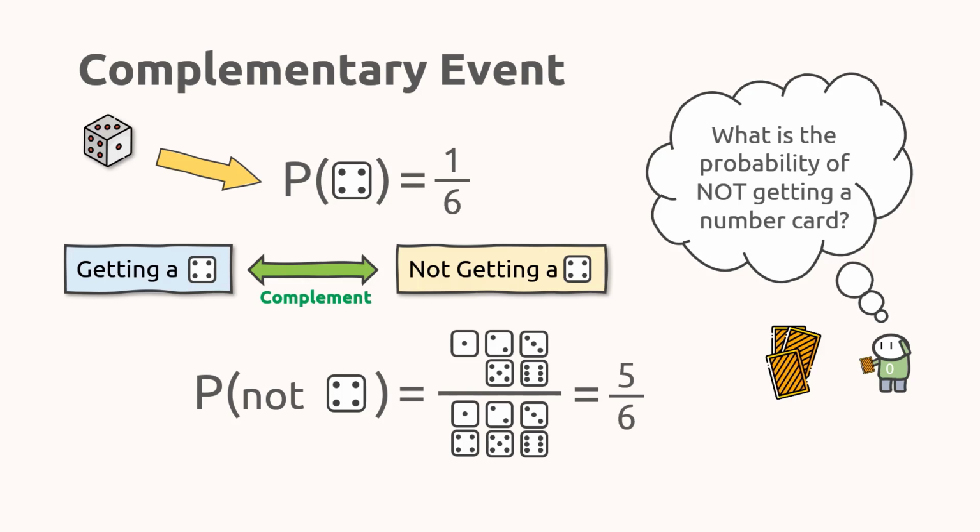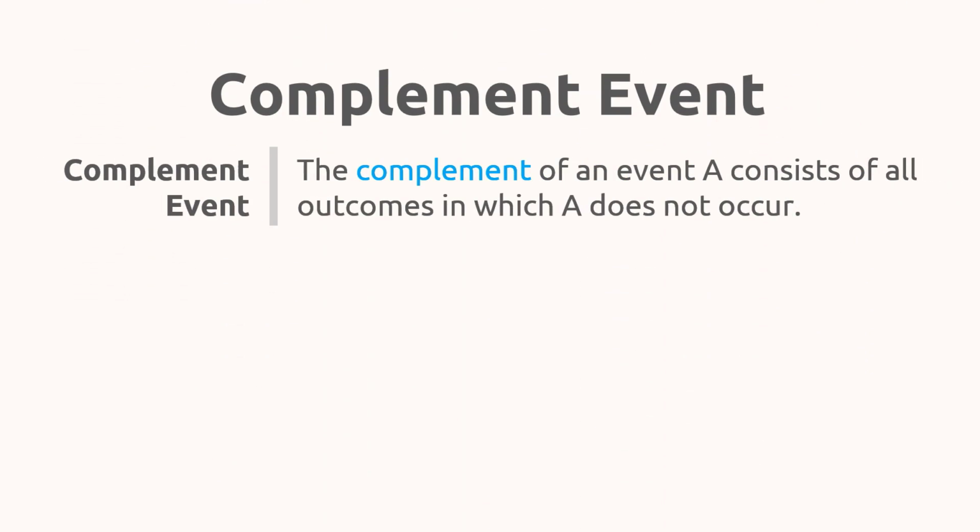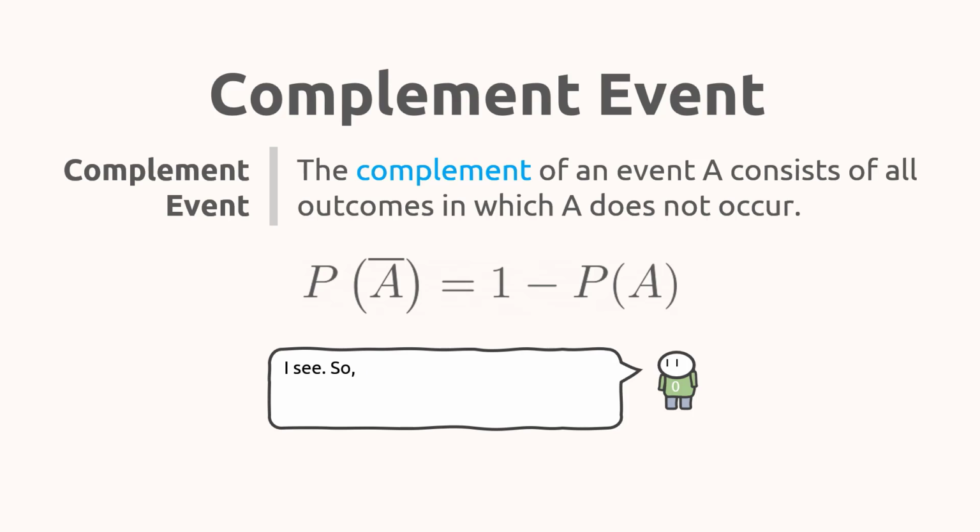Let's formalize the concept of complementary event. The complement of an event A consists of all outcomes in which A does not occur. The notation for the complement of A is A bar. Based on this definition, we can tell that P of A bar is equal to 1 minus P of A. This gives us an easy way to calculate the probability of a complement.